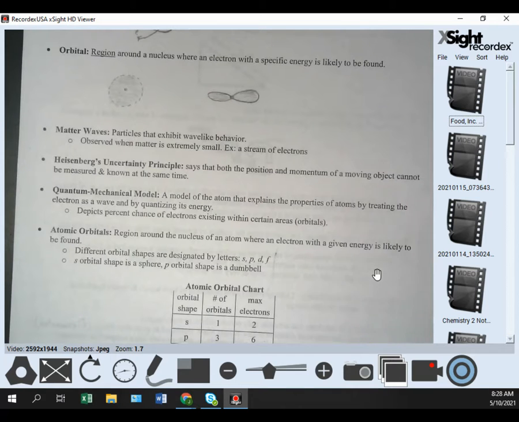So we've already talked about what happens when we see something. How do we see stuff? With our eyes. Light reflects off of it and enters into our eyes.